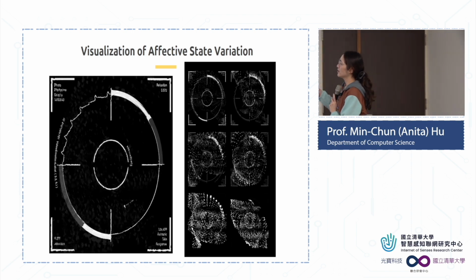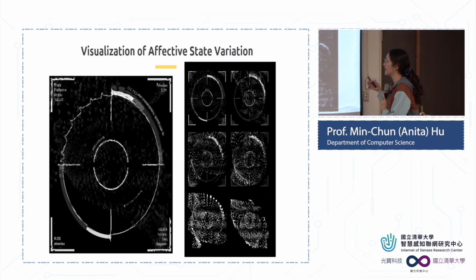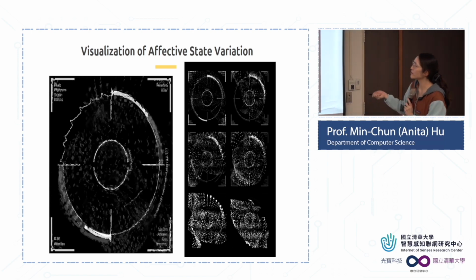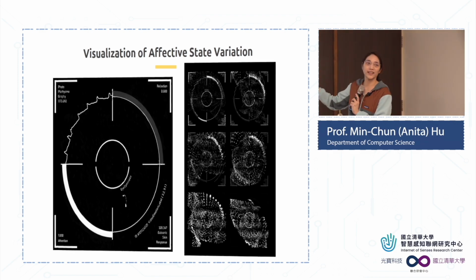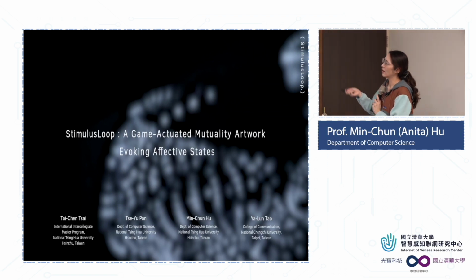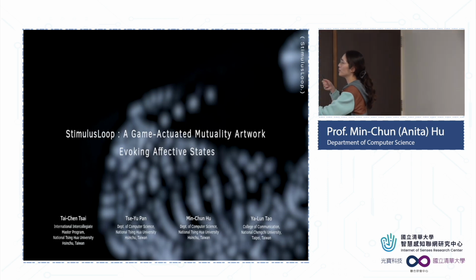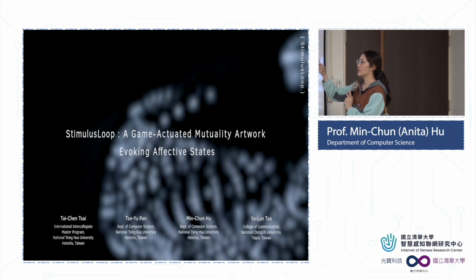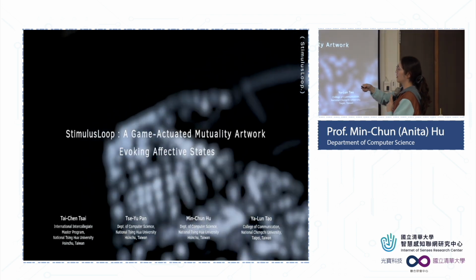And all the, for example, EEG signals or the eye-gazing data are visualized more like artwork. So this is the result. We call the project Stimulus Loop because the two players are like a loop.